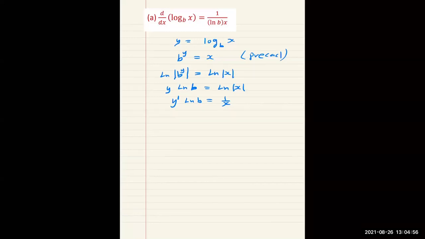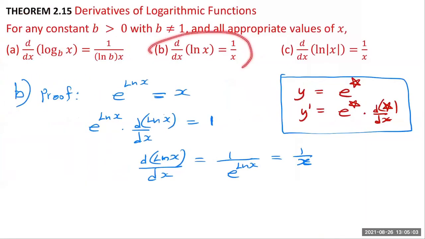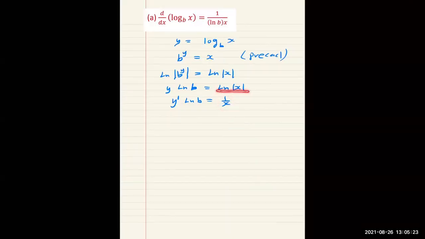By the way, I did not prove that the derivative of this function is 1 over x, but with a similar argument to the one we used over here, you can show that the derivative of ln of absolute value of x is also going to be 1 over x. Basically, you consider two cases, when x is positive and when x is negative, and then you apply this to show that the derivative of ln of absolute value of x is 1 over x. I'm using that here.